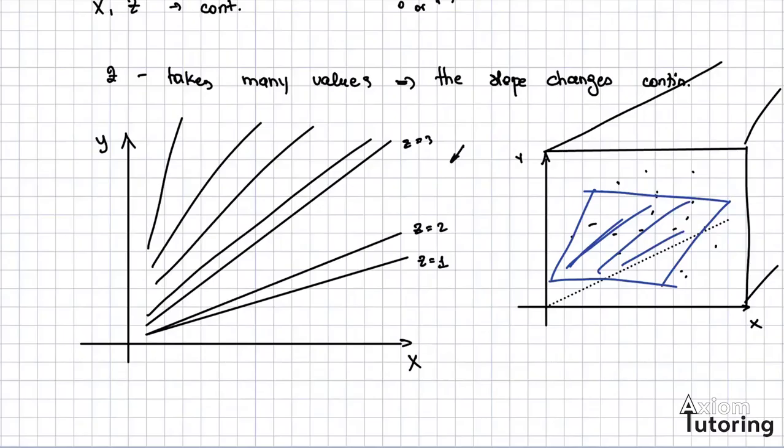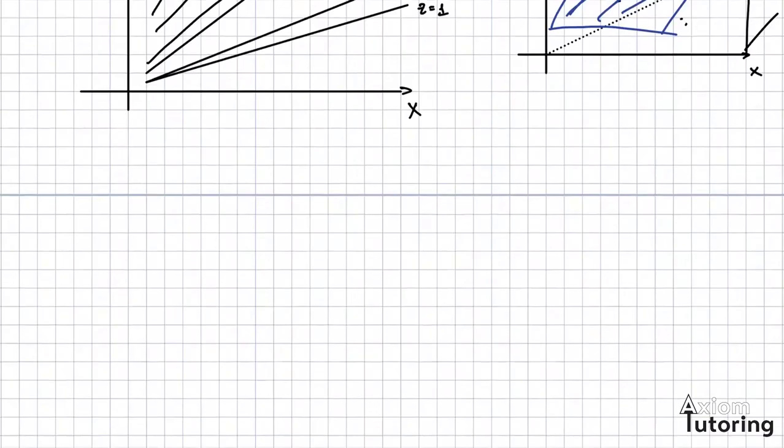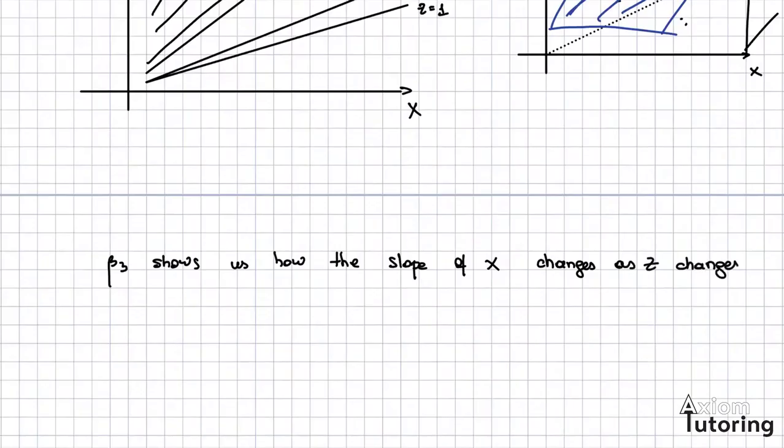So basically you're looking at all of the lines with different intercepts and different slopes, because the Z keeps changing all the time, okay? In the continuous case, the beta 3 is going to show how the slope of x changes as z changes.